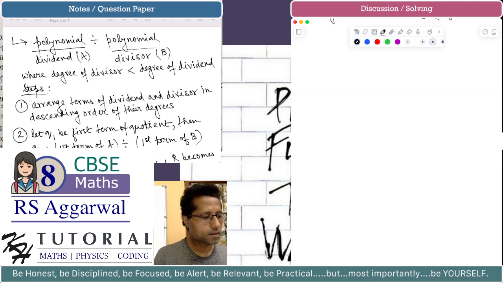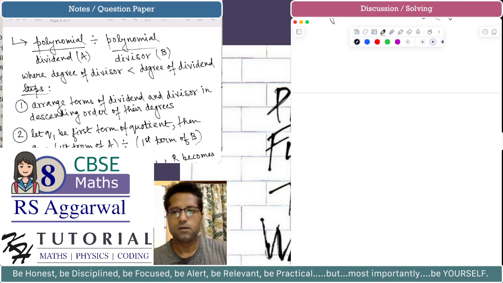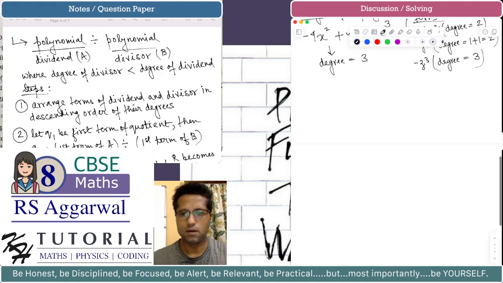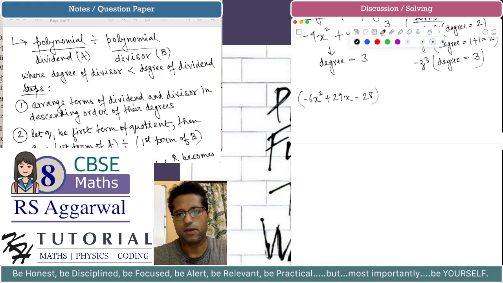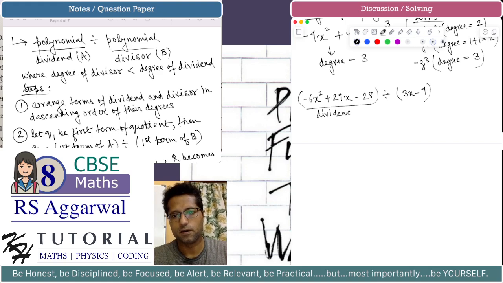let's say we have to do the division of minus 6x square plus 29x minus 28. This polynomial we have to divide by the polynomial 3x minus 4. Now, this is the divisor, this is the dividend, which in the notes is referred to as A, and this is the divisor.